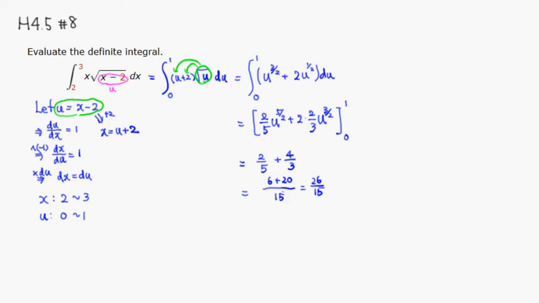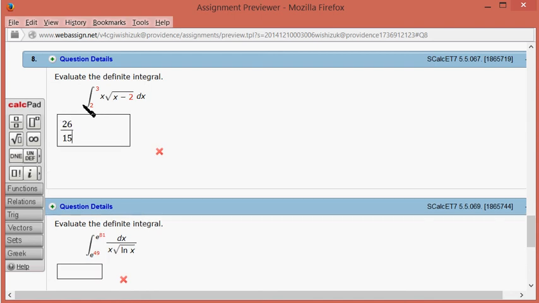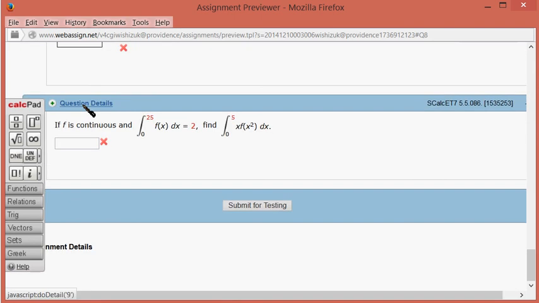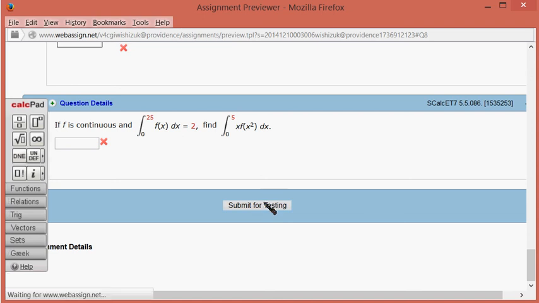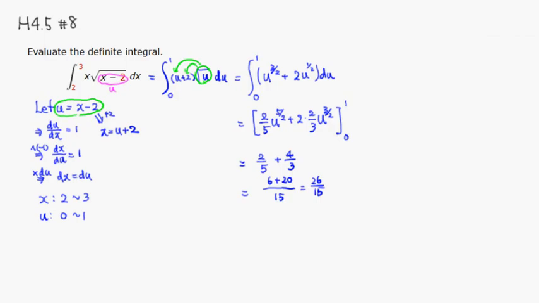So let's type that in. What we got was 26 over 15. Let's double check, submit for testing. It came back and it looks like we got this one correct. That's it. I hope that this was clear.